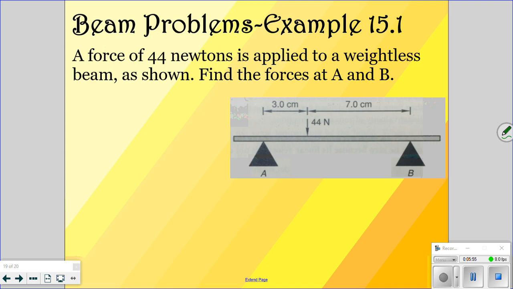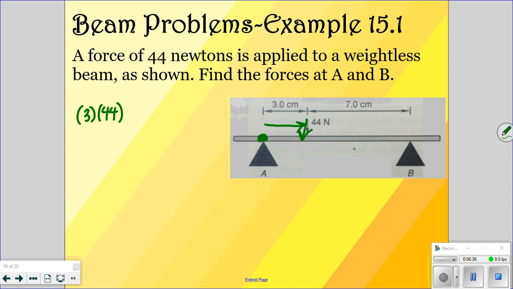So for this one, we have to pick a point somewhere on our beam. I'm going to pick A. I'm going to pick this point here. So the force 44 is 3 away from here, and it's pushing down. So that's one that is going clockwise. So we're going to do the distance away from the center and 44.